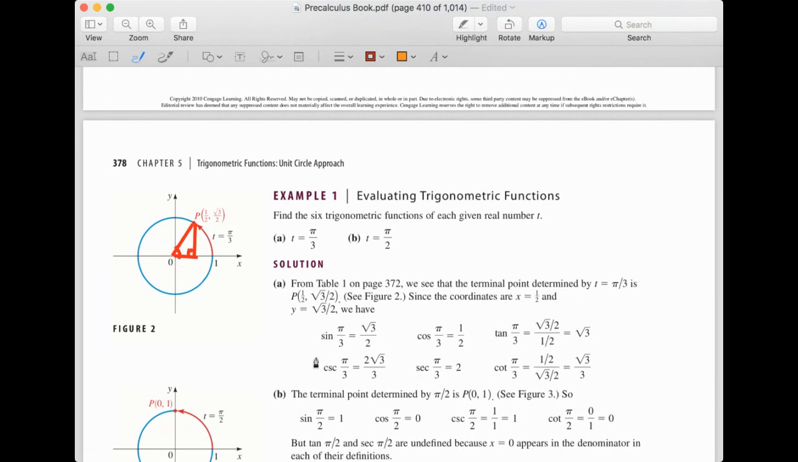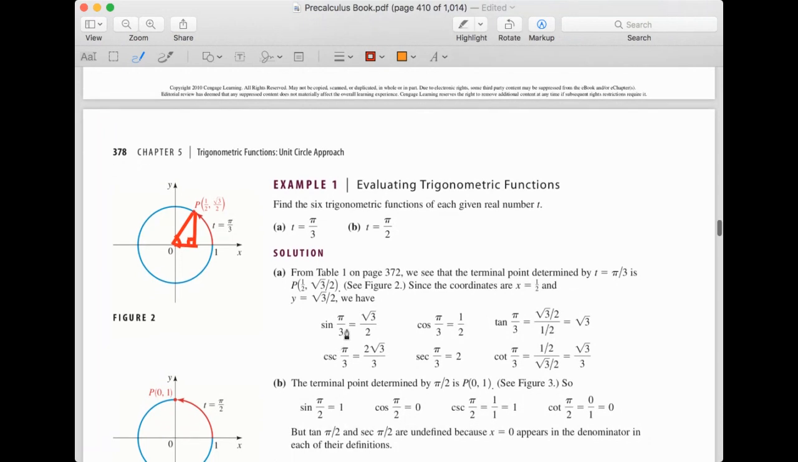So let's use the definition. Sine pi over 3 equals, so this point is given, x value is half, y value is root 3 over 2. So sine of this pi over 3 angle equals the opposite over hypotenuse. Well, hypotenuse is 1 because we fixed this on the unit circle. So we just need the opposite value. Opposite value is the y value. It's square root 3 over 2. So that's why we have sine pi over 3 equals root 3 over 2.